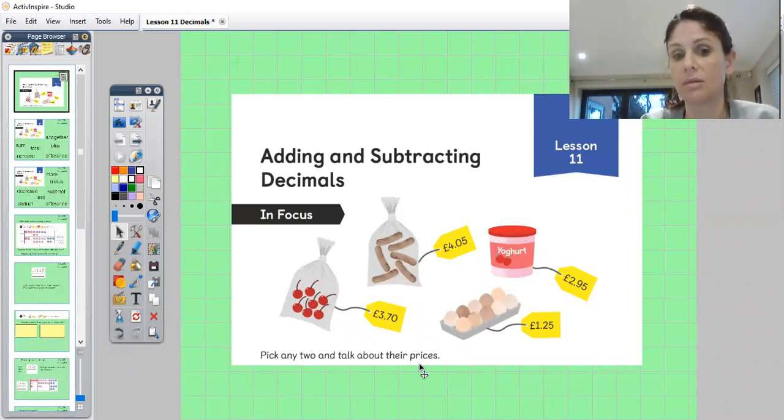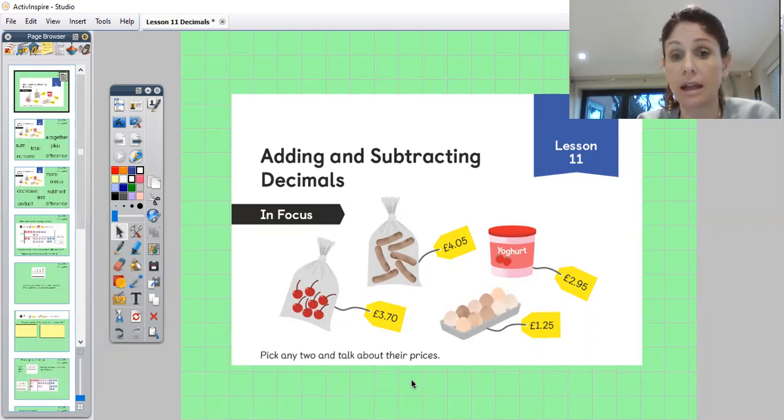I'm going to ask you to do something a little bit extra on this here. This says pick any two and talk about their prices. But actually what I want you to do today is, we've noticed over the last couple of weeks that some of you are struggling a little bit or not completely sure on the language that we use for addition and subtraction. So we want to go over that as well today. So I'm incorporating that into what we're doing.